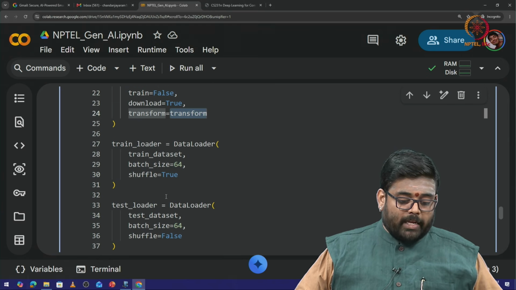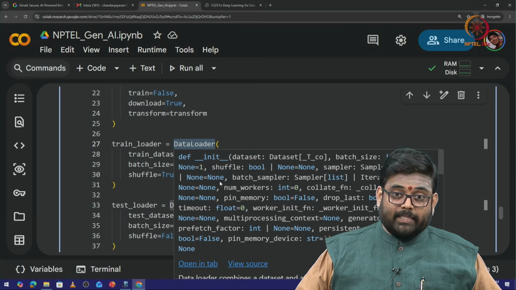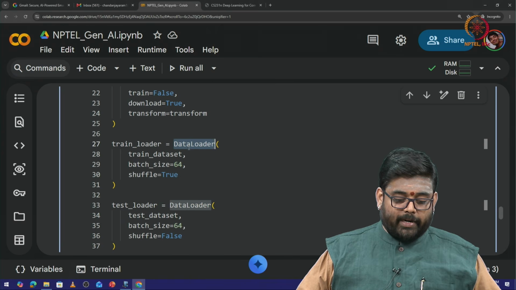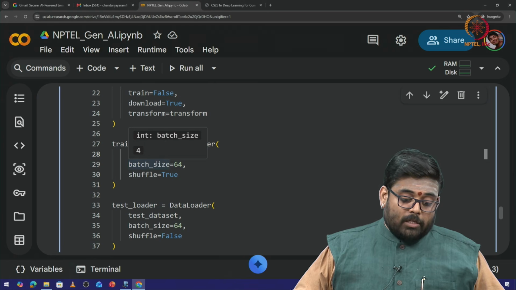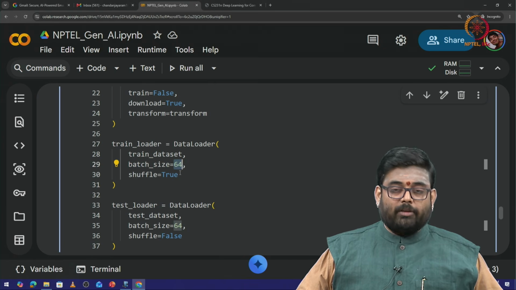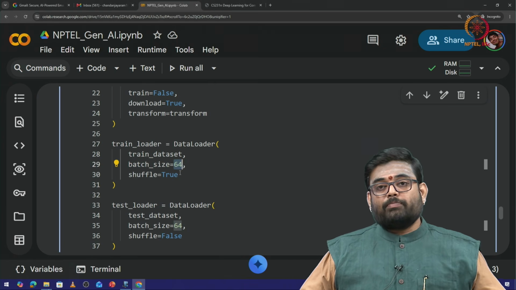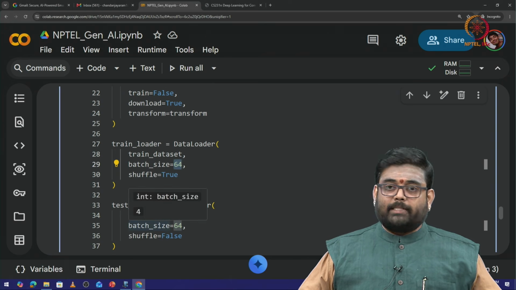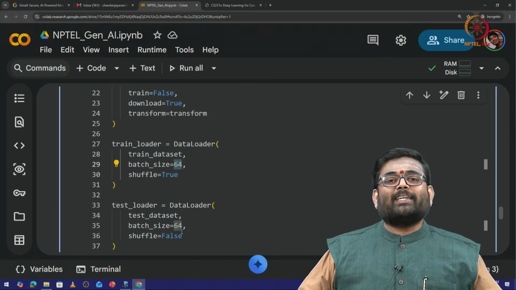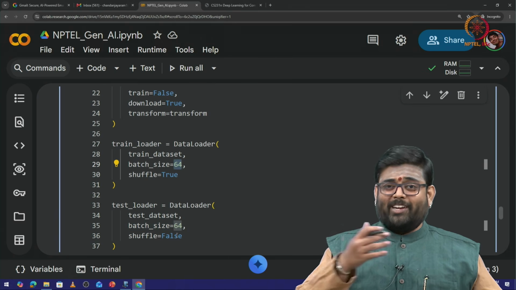Then you are creating the data loader. Now the dataset is done. You are creating a data loader using this dataset, which is an accumulation of all the data. The batch size is 64. In each batch you will have 64 examples, and shuffle is true. The same thing with the test. In the test you can have a different batch size, that is perfectly fine. In the test you do not need to shuffle because you will be running it only once.